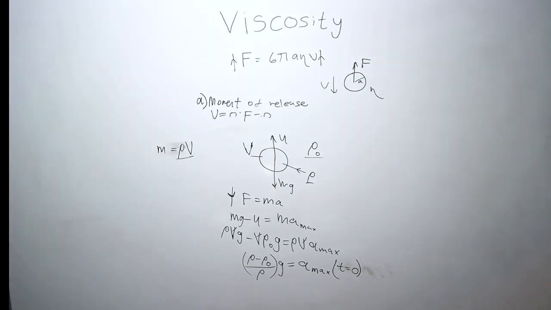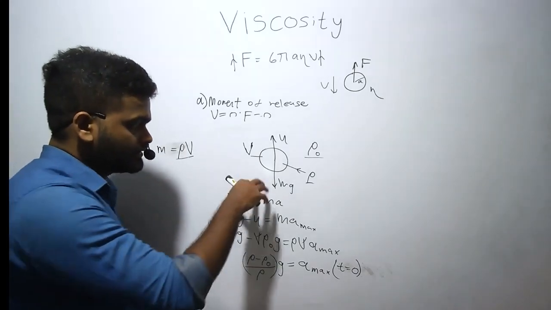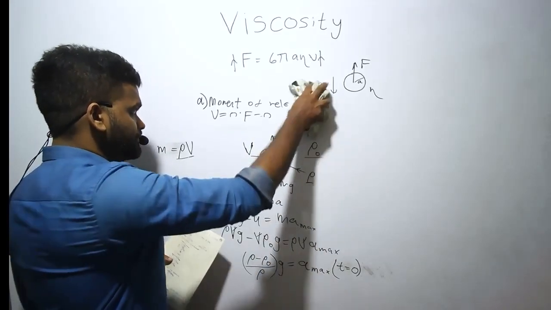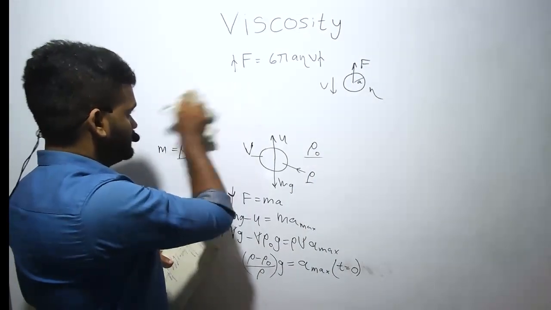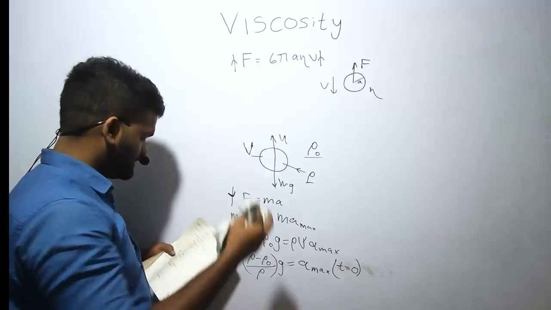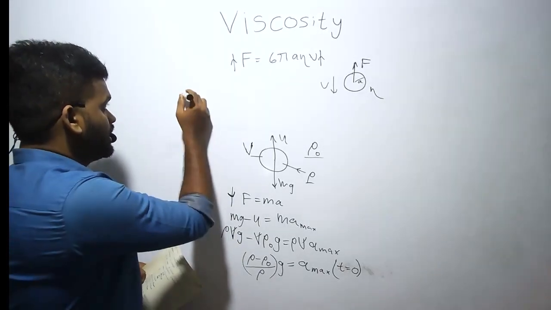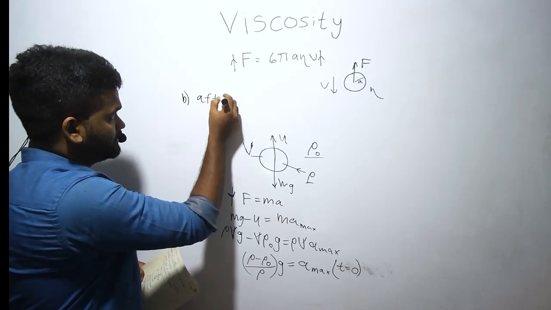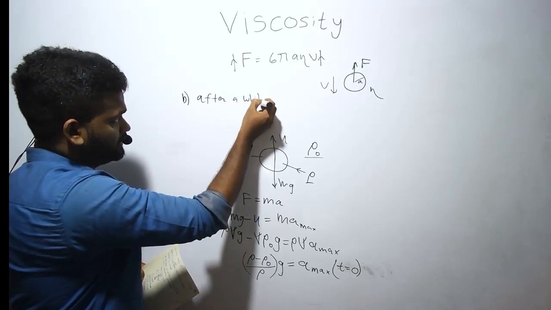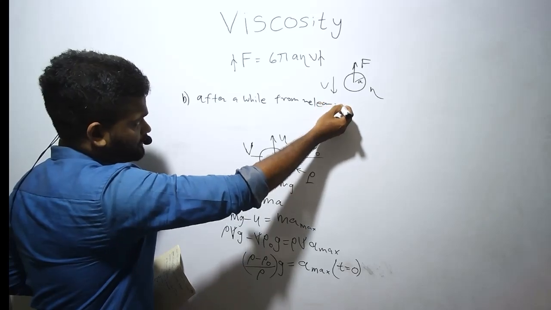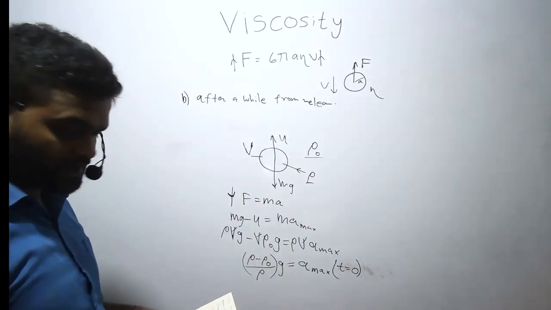Then write simple B. So this is the initial moment. Then write simple B. That is the second case. Write down: after a while from releasing.